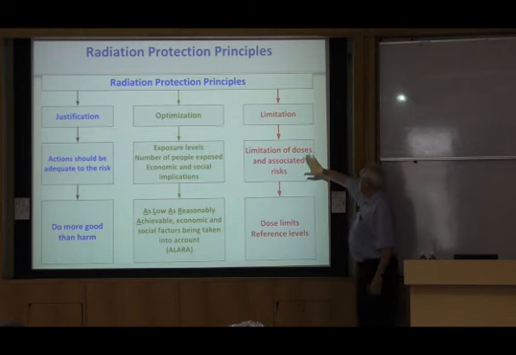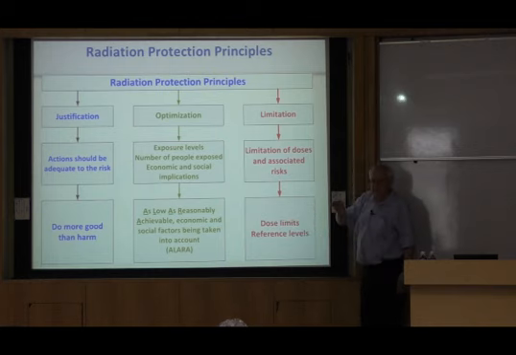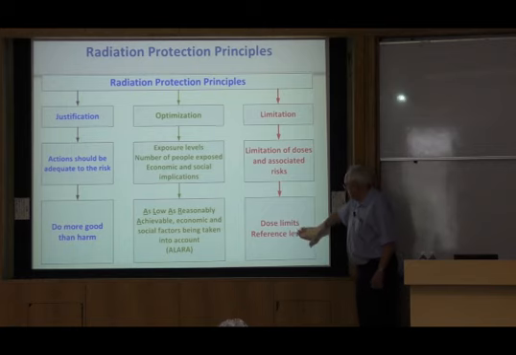And limitation means we have the limitation of doses. We have for plants 1 millisievert per year dose limit, and for exposures, for existing and emergencies, we have dose limits and reference levels.